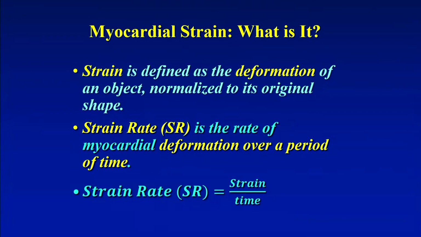So we want to talk about strain. Strain is the deformation of an object normalized to its original shape. And the strain rate would be the change that it takes over the period of time. So if you have the strain, and divided by the time, you have the rate of strain, or strain rate.